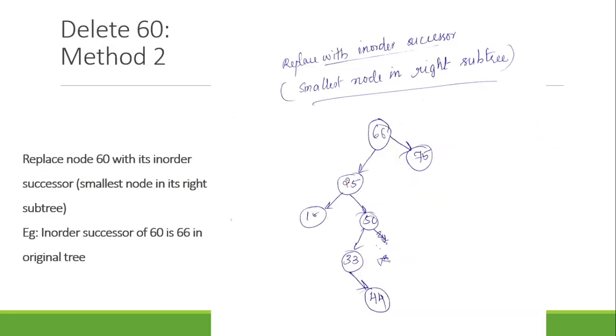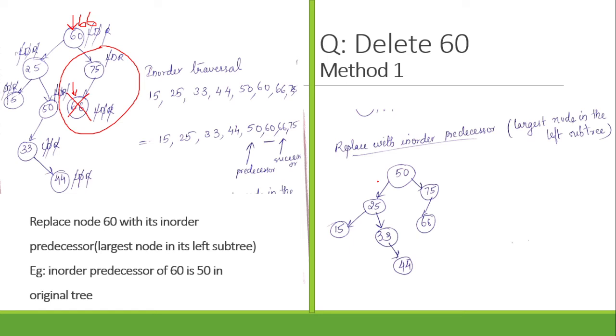So let's see how the result looks. 60 was replaced with 66 now. And since it was a leaf node, we do not need to make further changes. 75 is the right child, and the left subtree remains the same, no changes were made there. So this is another equivalent representation of a binary search tree after deleting a node. We deleted the node 60.